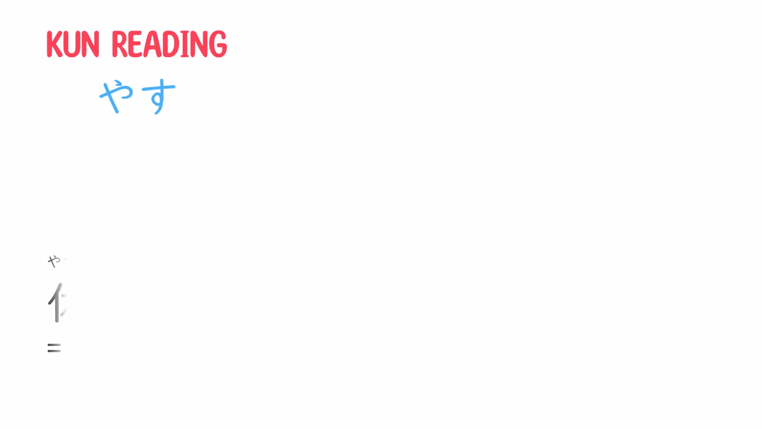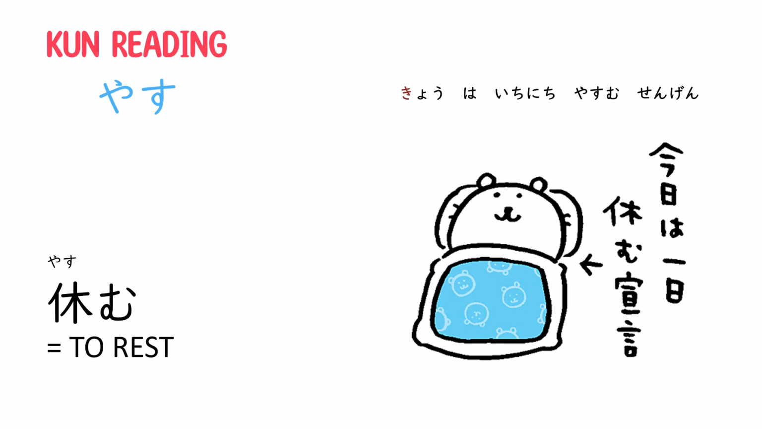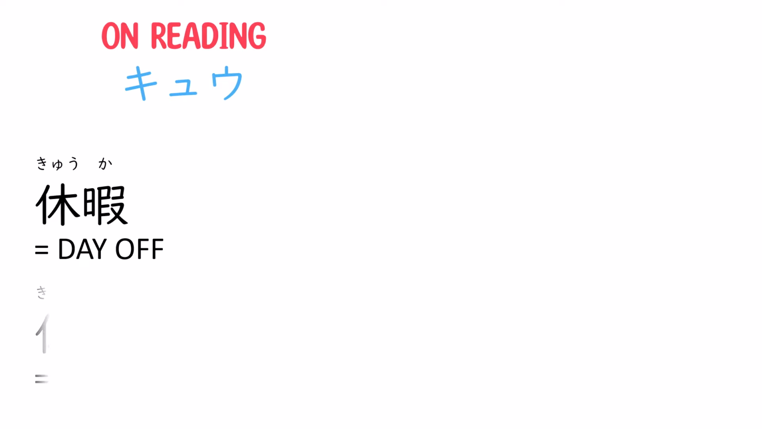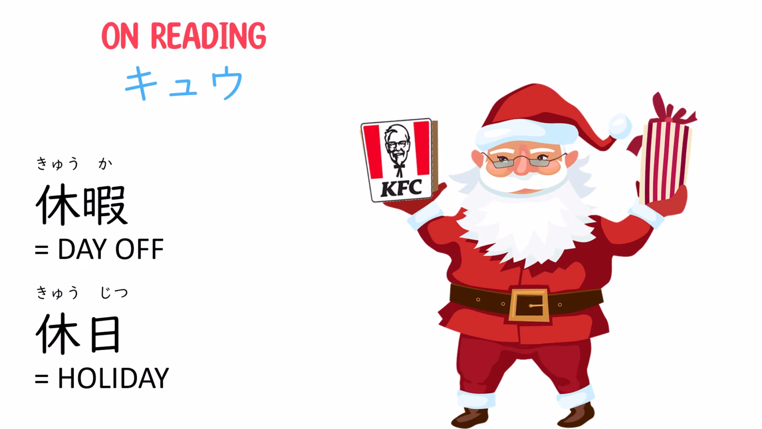The kun reading is yasu. The example is yasumu, or to rest. The sentence is Kyō wa ichinichi yasumu sengen. I'm announcing that I'm taking a day off today. The on reading is kyu. The examples are kyūka, or day off, and kyūjitsu, or holiday.